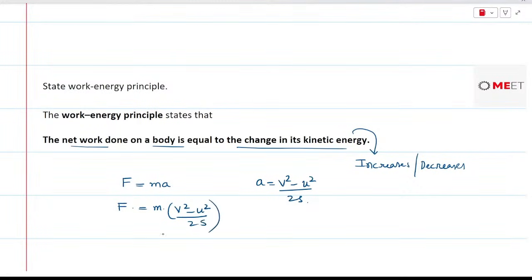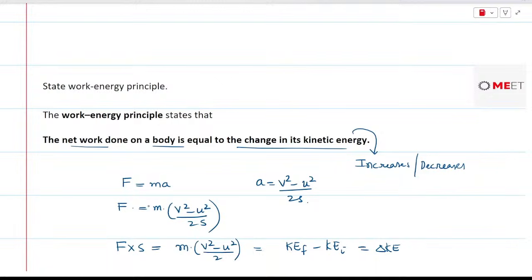So here you will be getting the product of force into displacement, and that is equal to mass into v square minus u square by 2. Which is in short kinetic energy final minus kinetic energy initial, which is nothing but delta KE. So this is the work energy theorem. Again, it is derived from the application of Newton's second law, and along with that equations of motion are also included into it.